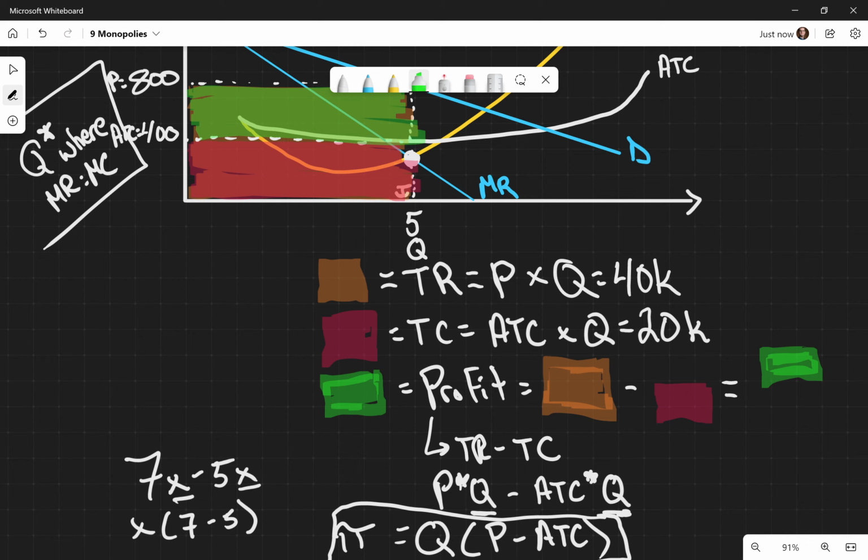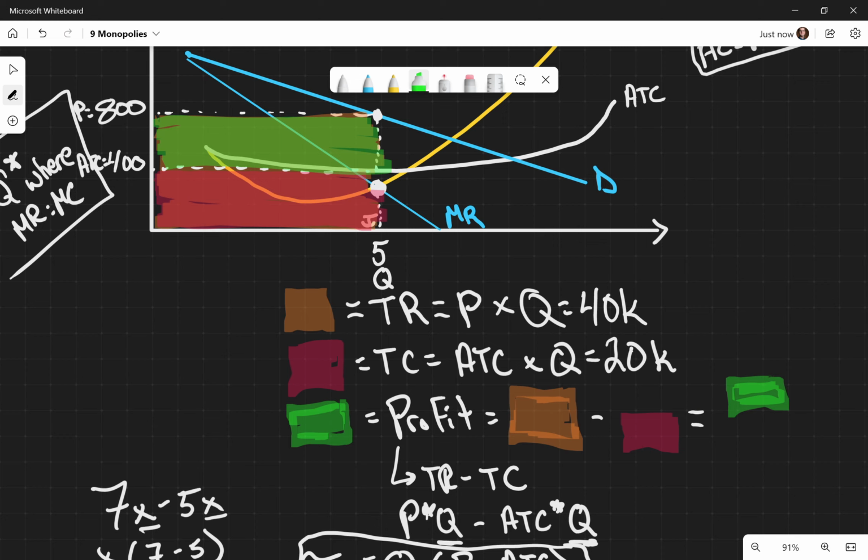And we can calculate the numerical value of this two ways. We can subtract total cost from our total revenue, 40K minus 20K, which gives us 20K. Or we can take our price, subtract our average total cost, which is 400, so P minus ATC is 800 minus 400, which is 400. 400 times 5 is 2,000, right? So we can calculate it two different ways. It should give us the same result no matter the way that we calculate it. Since the price is above the average cost, the firm is earning positive profits in this particular example.